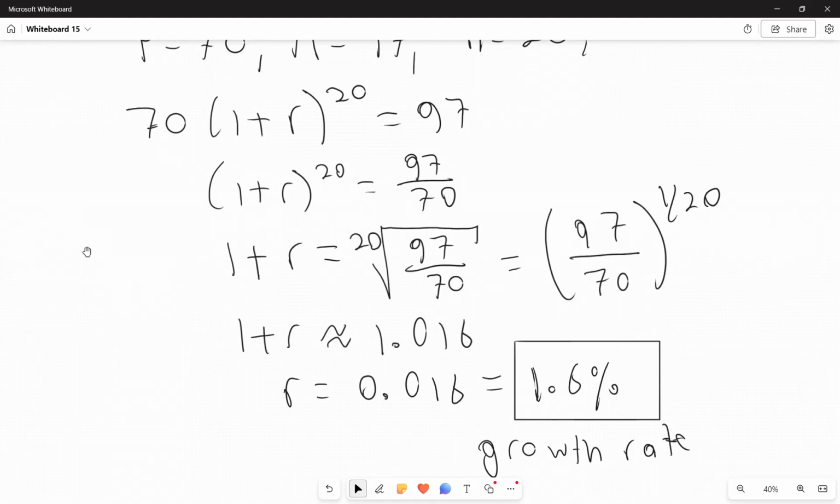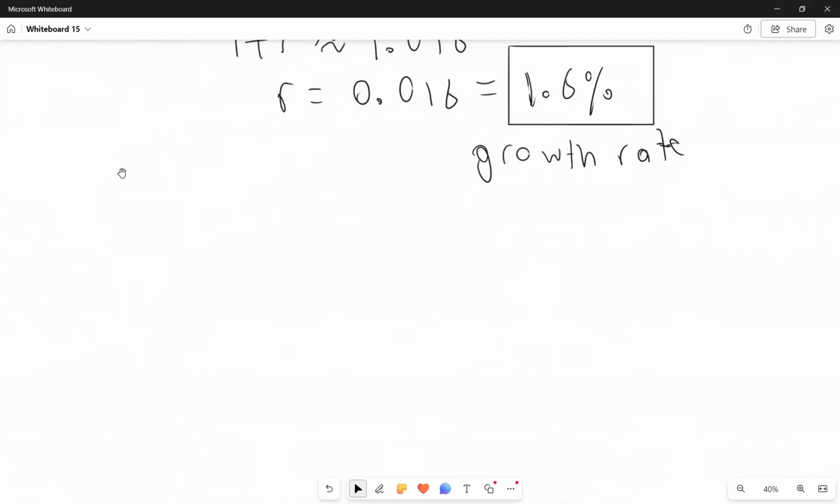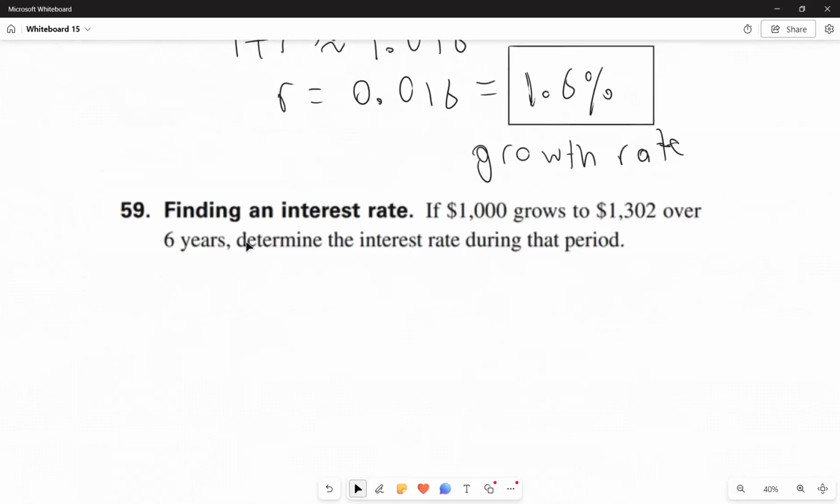Okay, so I'm going to do another example where we need to find the growth rate. This is number 59 at the end of the section on page 349. Now, this is with compound interest. So if $1,000 grows to $1,302 over 6 years, determine the interest rate during that period. When you solve the equation, you're going to get R as a decimal, and you must write the answer as a percent. So this is the formula.